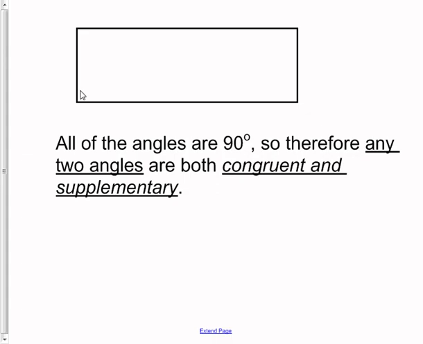If I take this bottom corner and the one next to it, those are congruent because they're both 90, and when you add these two up, they add up to 180. So they're congruent and supplementary. It doesn't matter which two angles I pick. I could take the opposite angles, or I could take the consecutive angles. Either way.